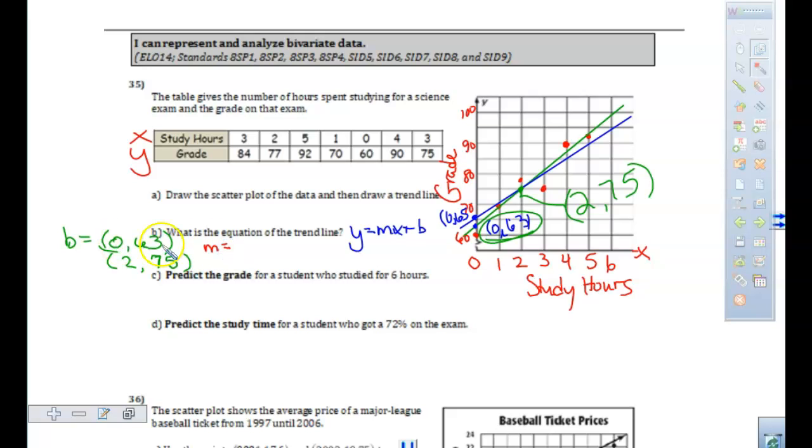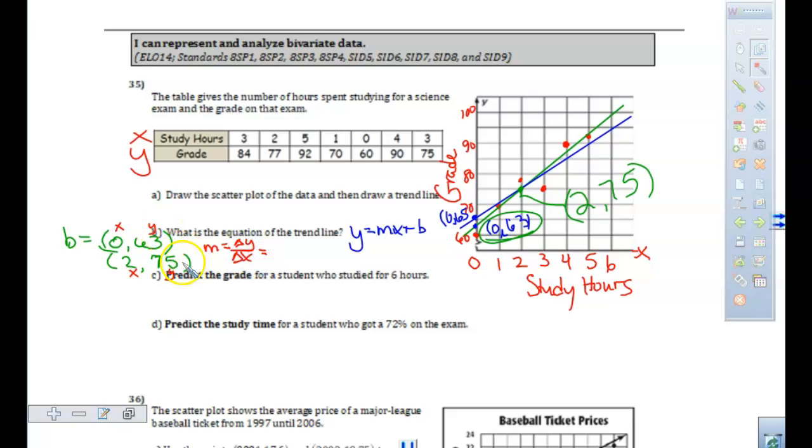If I have these points, I feel like you do too. What do we do to find slope? Think about it: change in y over change in x. So for the change in y, we subtract our y's over the change in x.